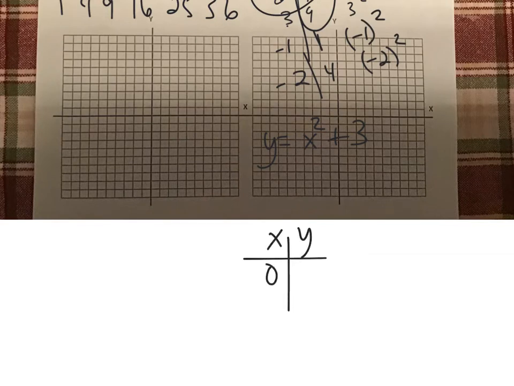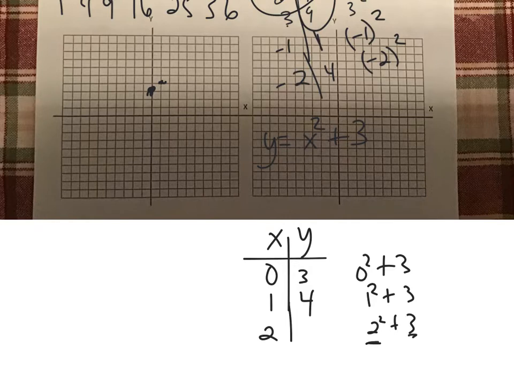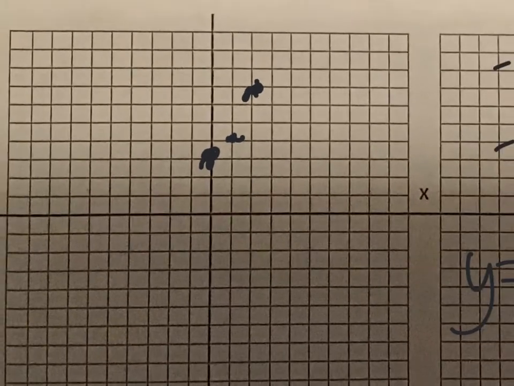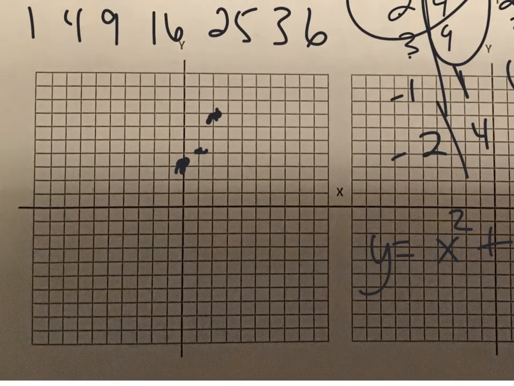If I plug in 0, 0 squared plus 3 is 3, correct? And that would be about there. If I put in 1, 1 squared plus 3 is 4. Okay? If I put in 2, 2 squared plus 3, that's 4 plus 3 is 7. So I got to go up to 7, which would be, looks like about there. I can't make a dot very good on a small graph with this pen.